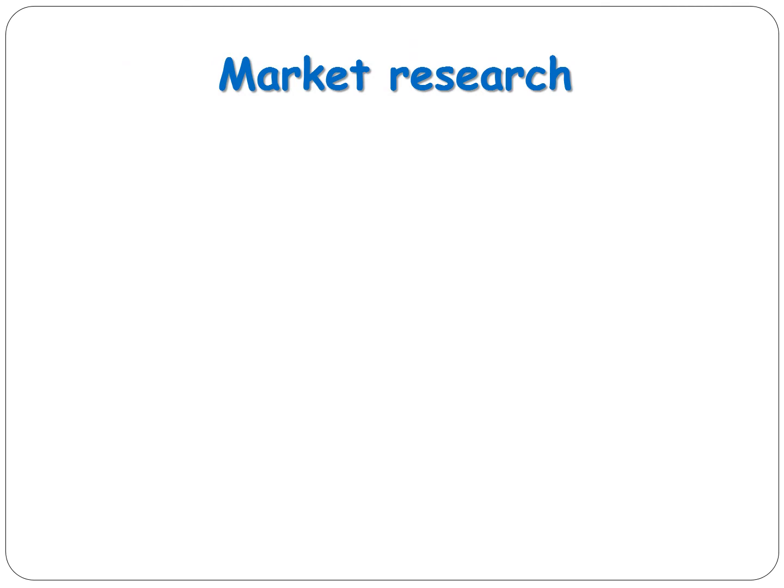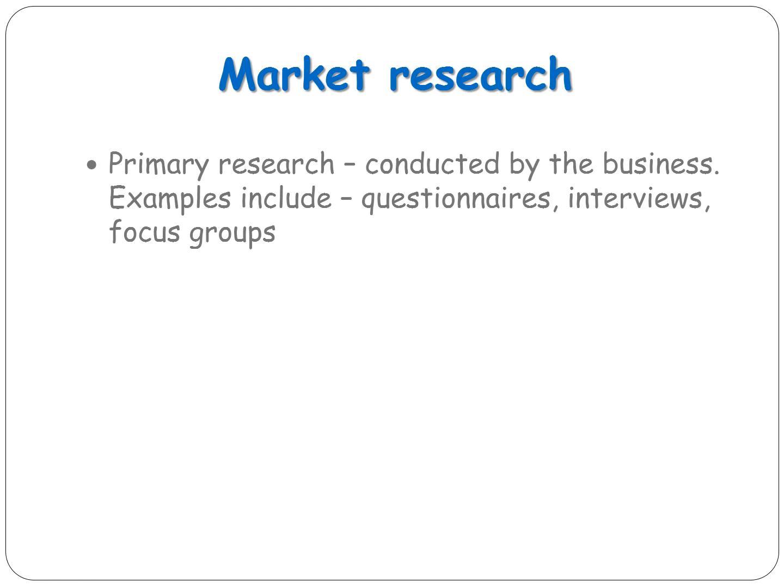And finally, market research. So we've got two types of market research that you can do. The first is primary research. Primary research is conducted by the business. So examples include questionnaires, interviews, focus groups. This is where the business actually goes out and collects that information themselves. A little bit like you did in your controlled assessment when you produced questionnaires and you went and asked people what their opinions were.